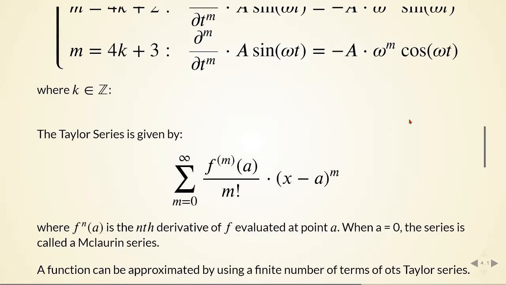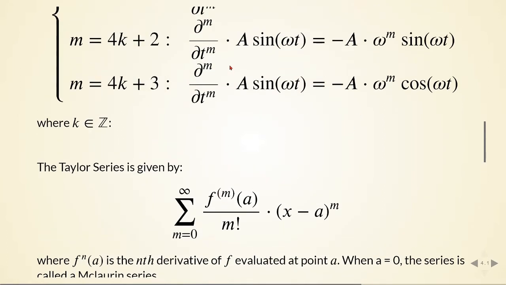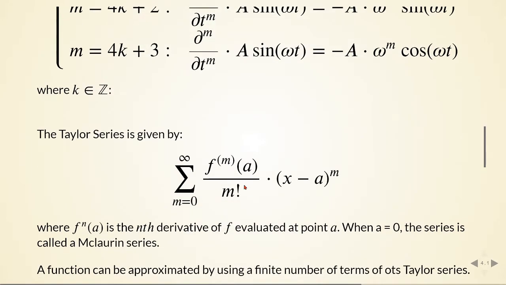So the Taylor series is given by this formula here. We have derivatives m, we have some factorial here, and we have this part here, which is x to the power of m. So we have something similar here. We have the derivatives, which will give us the sine and cosines. We have a factorial.